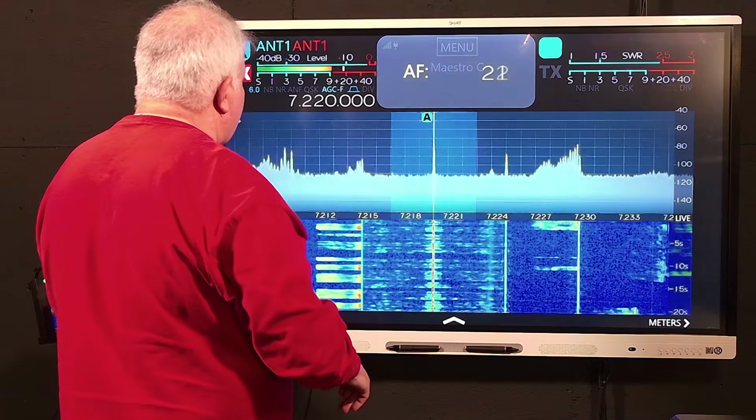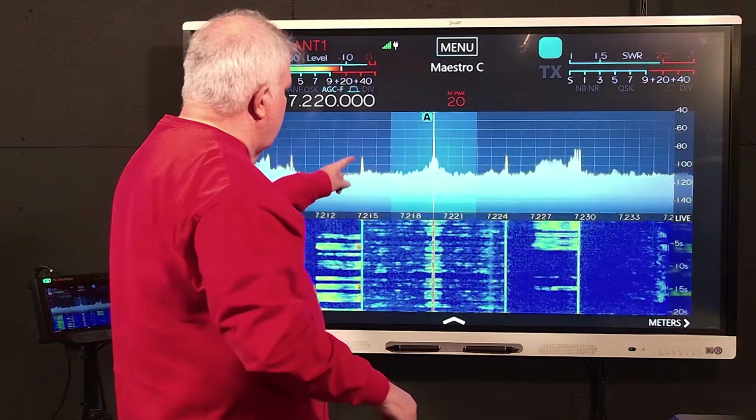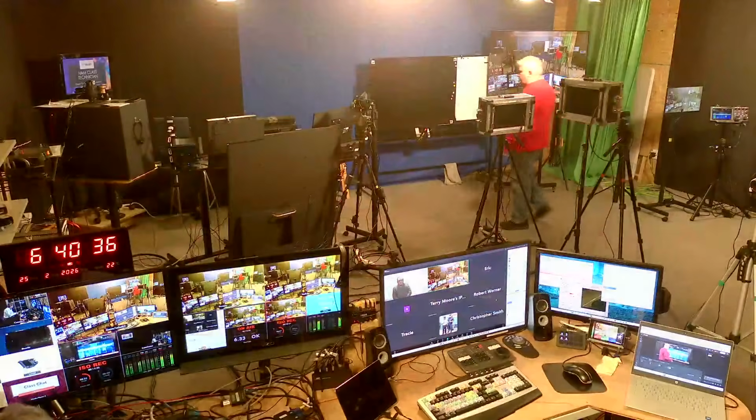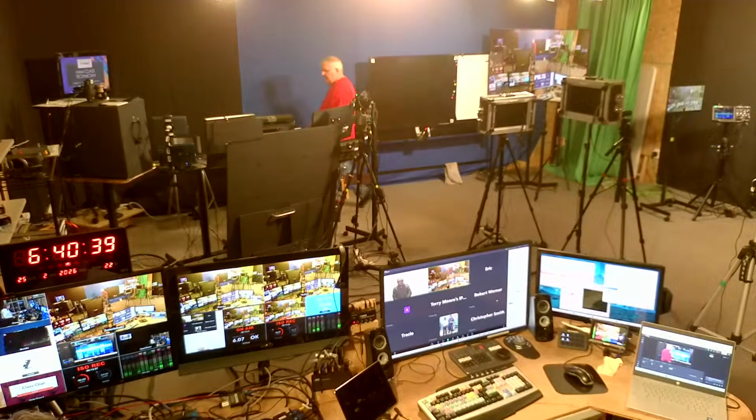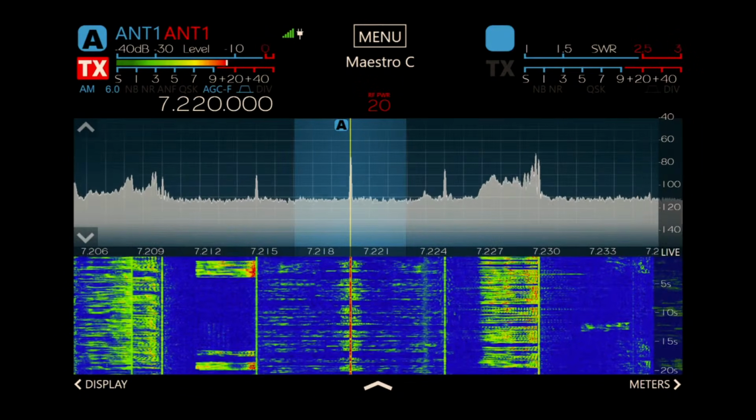So what it says is not important, but I just wanted you to see that this is an AM signal. So let's go back, and I'm going to do a little annotation over here on the iPad. So again, you can see here on the iPad, this is the Maestro display.